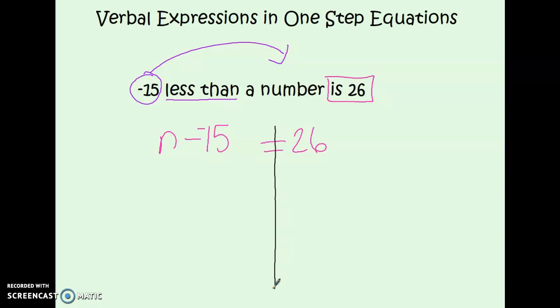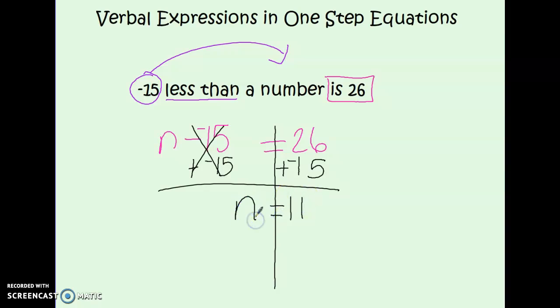Okay, so we're going to solve this equation the way we normally would. So since it's subtracting a negative, we would then add a negative 15. Okay, this will cancel out. Put plus our negative 15. Okay, we have opposite signs, which means we are going to subtract. So 26 minus 15 gives me 11. And I'm left with just the N on this side.